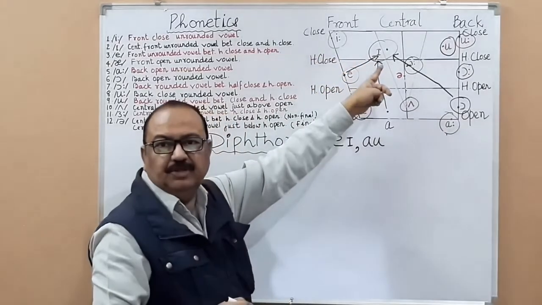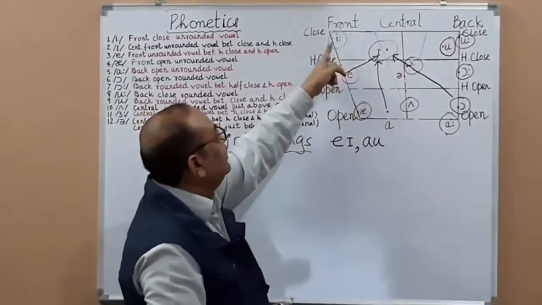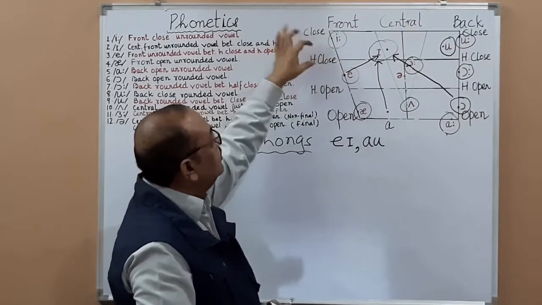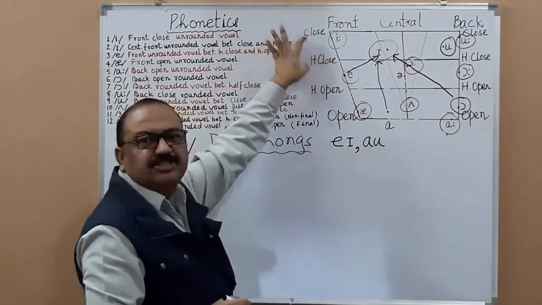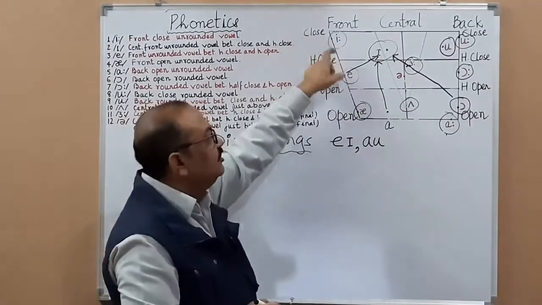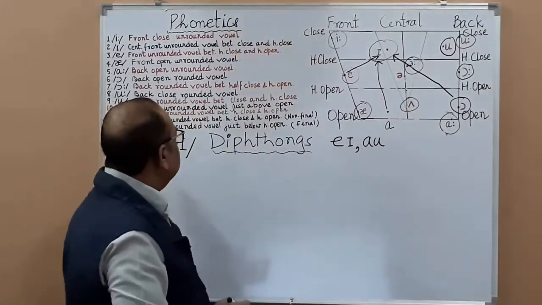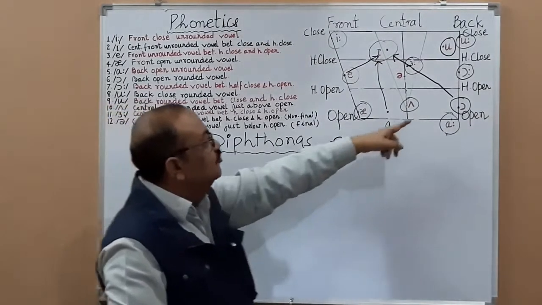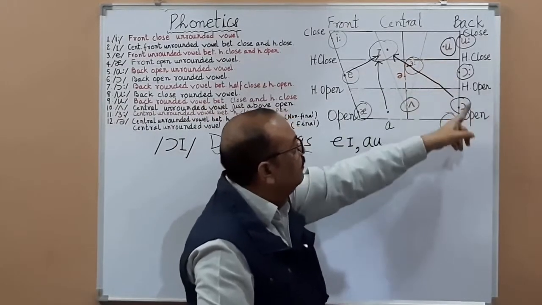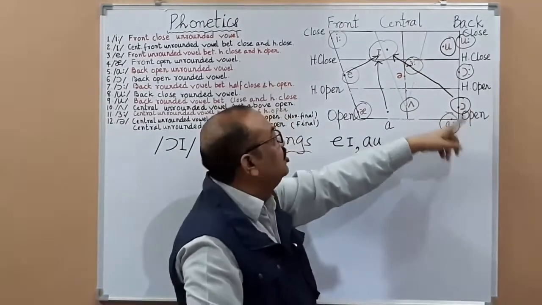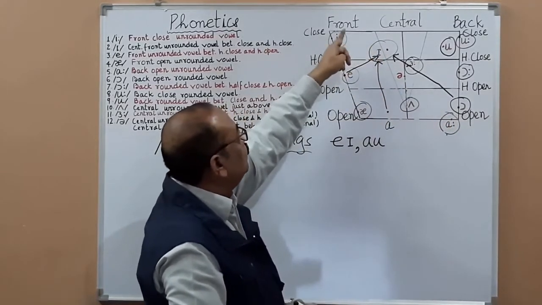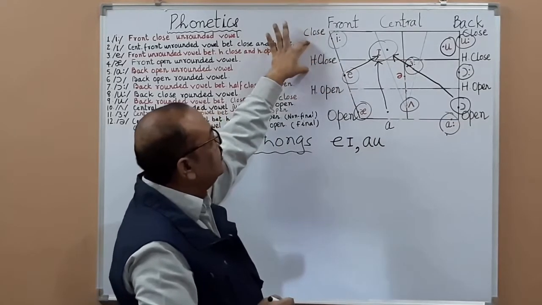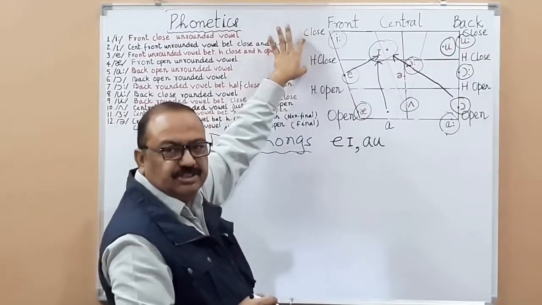close unrounded vowel. Okay? So this is centralized front close, and this occurs between close and half close, you may say. Once again I repeat, OE is a glide from back open rounded vowel to the centralized front vowel between half close and close position.